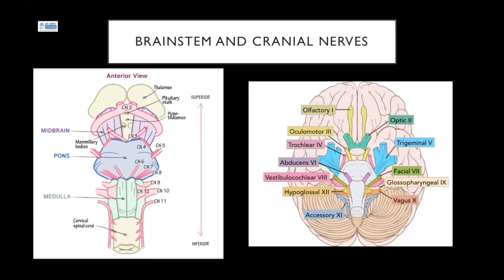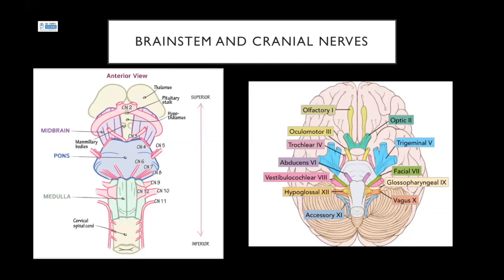So we're now moving on to look at the brain stem in a bit more detail and some of the cranial nerves. These are diagrammatic illustrations of the brain stem and cranial nerves. As you know, there's 12 cranial nerves in total. The olfactory nerve and the optic nerve originate from the cerebrum, but cranial nerves 3 to 12 arise from the brain stem. And the cranial nerves are numbered by their location on the brain stem, going from superior to inferior.